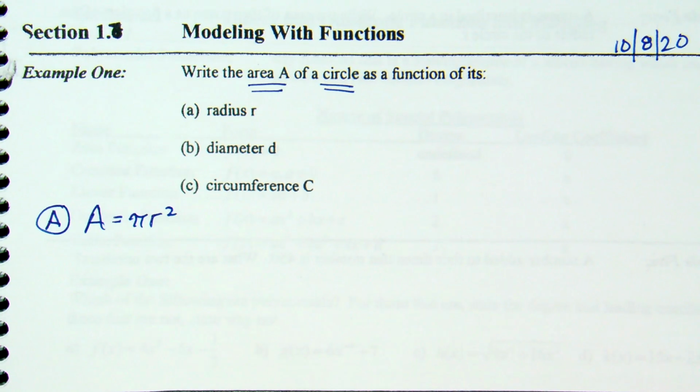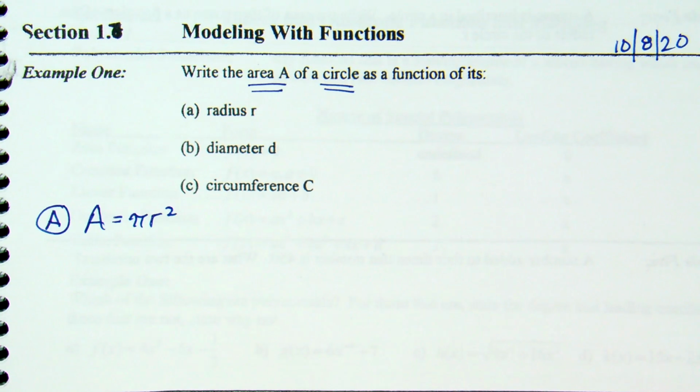Okay, area of a circle, the formula I would expect you to know, pi r squared. Now, part A asked us to write area of a circle as a function of its radius. Did we just do that? Yes. Yeah, that's area of a circle using r. So on part A, we're done. Because the given formula that you know and use all the time is just that.